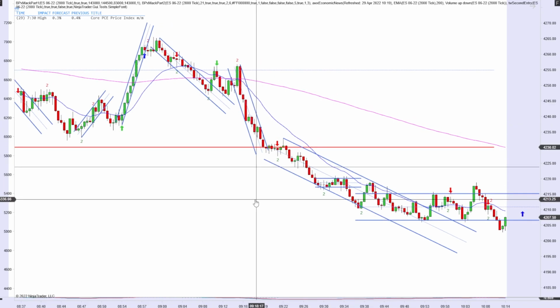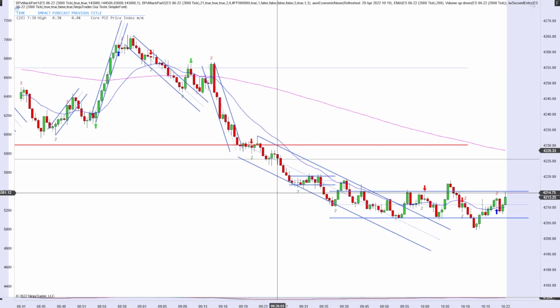This strategy really changes the game. It can really change your P&L, and I hope you guys utilize it and find it beneficial.